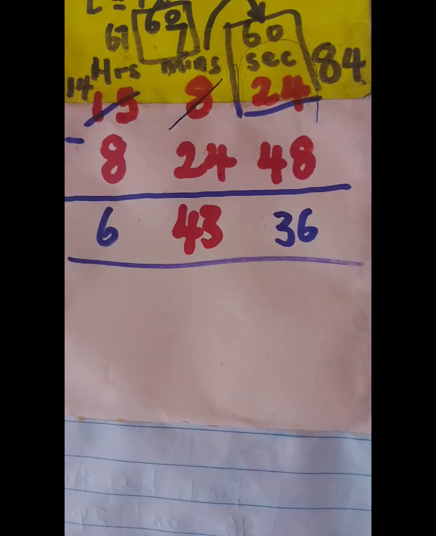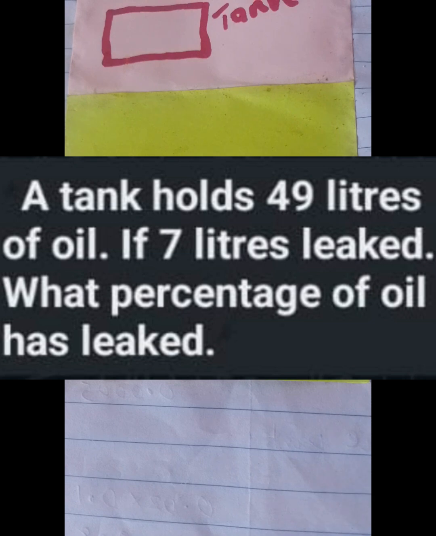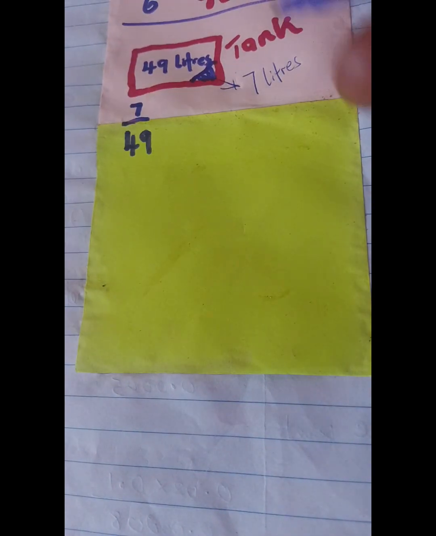This question says, a tank holds 49 liters of oil. If 7 liters leaked, what percentage of oil has leaked? So let's picture this. This is 49 liters, and out of these 49 liters, let's assume this is the 7 liters that leaked. 7 liters out of 49 got leaked, so it is a fraction out of the total.